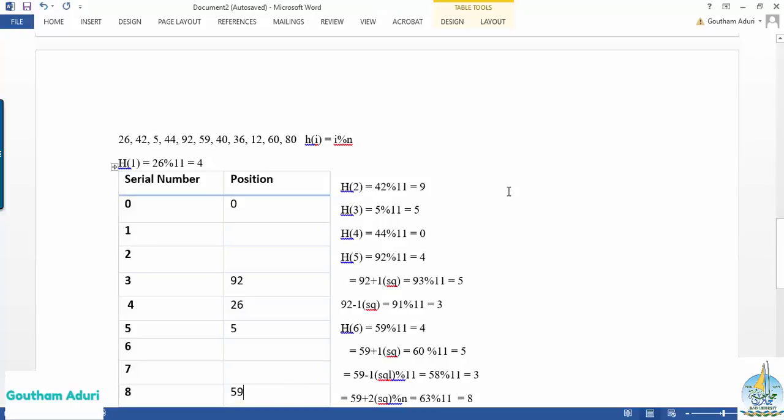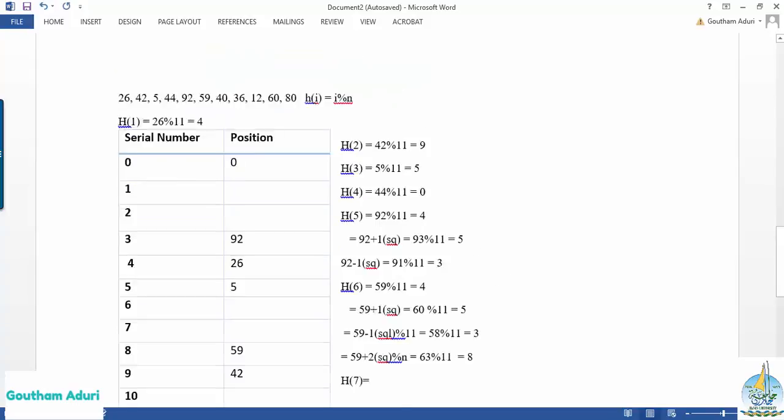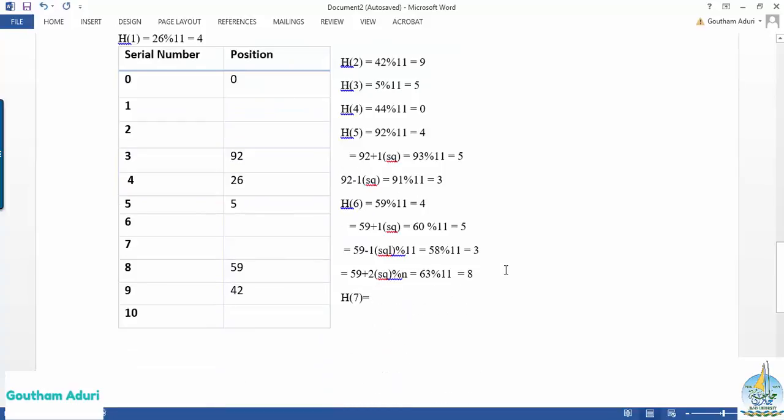Now h(7). How much is it? 40 mod 11. 11 times 3 is 33, and 7, so 40 goes in the seventh position.